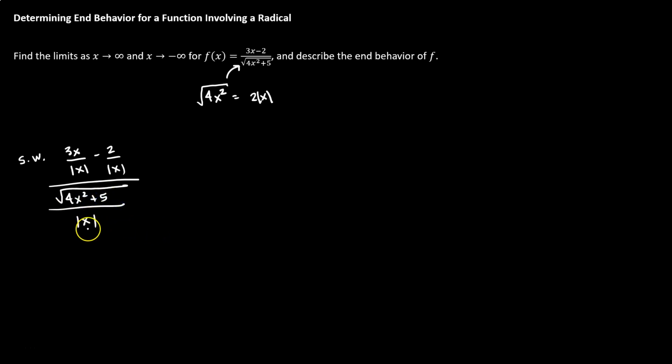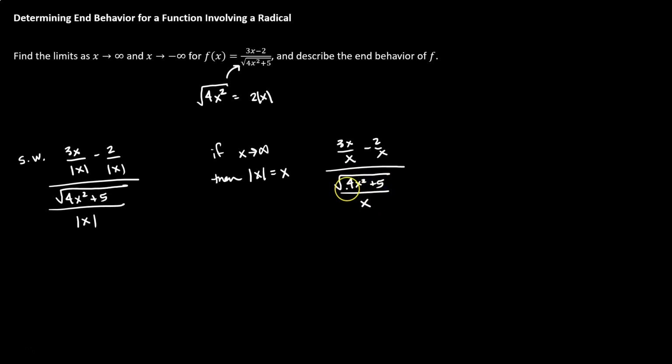Now I can't squeeze the absolute value into that radical without changing it a little bit. So let's put the denominator on pause. We can clean up the numerator. If we're assuming x is going to positive infinity, then absolute value of x is just equal to x. So then our expression becomes 3x over x minus 2 over x in the numerator. In the denominator, we have the square root of 4x squared plus 5 over x.